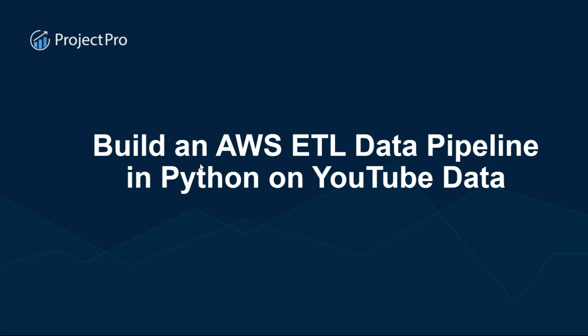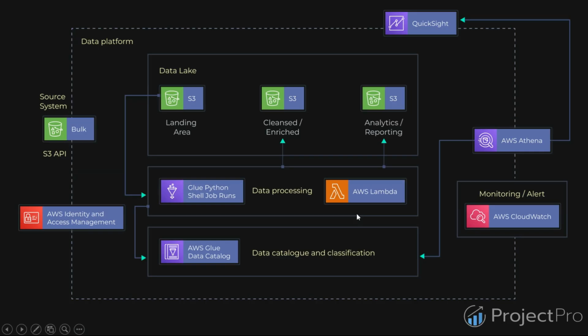Processing the structured and semi-structured data requires a scalable, efficient solution. Our solution leverages the power of AWS to create a robust ETL pipeline. Using Python, AWS Glue, Lambda, Athena, and QuickSight, we process YouTube data to extract actionable insights, transforming raw data into valuable business intelligence. Let's see how we can do that.